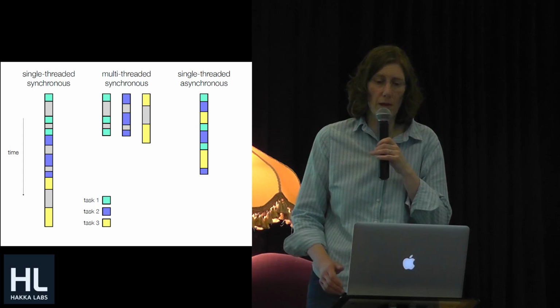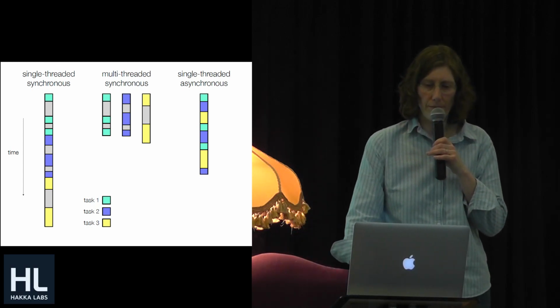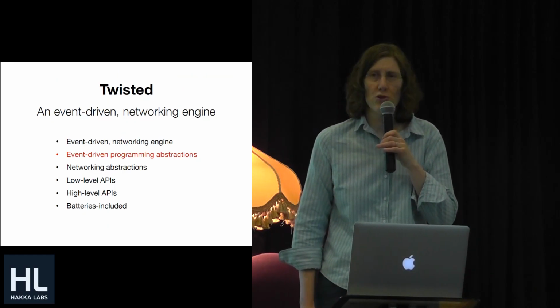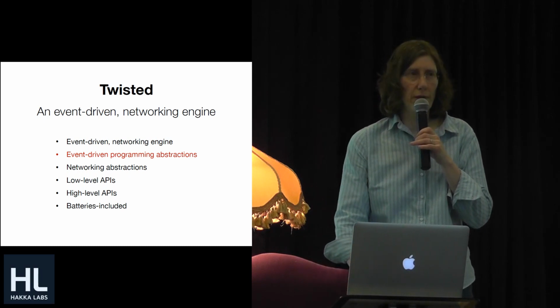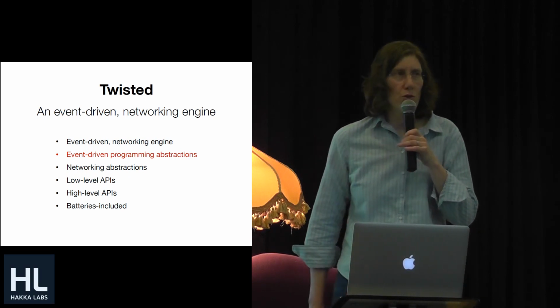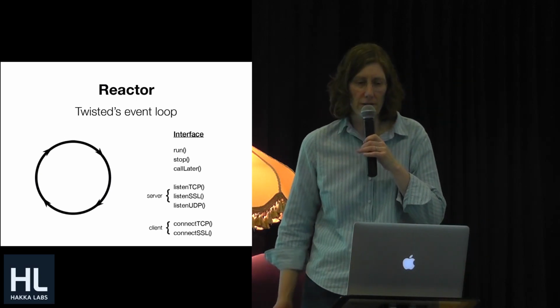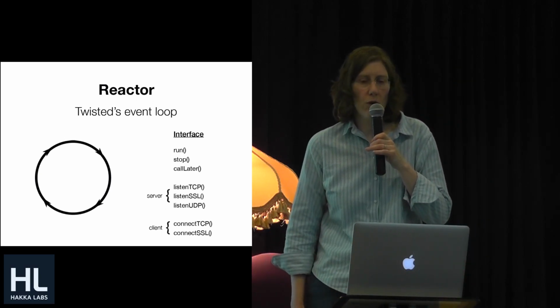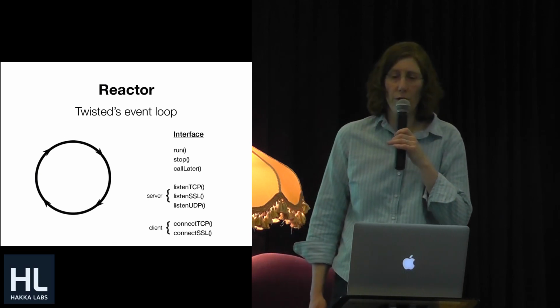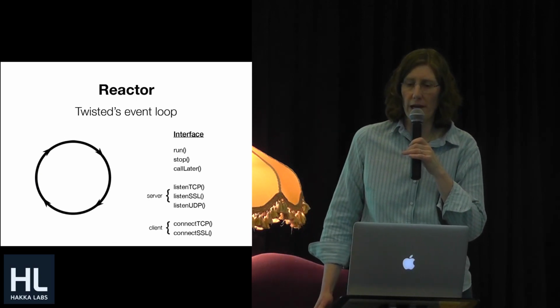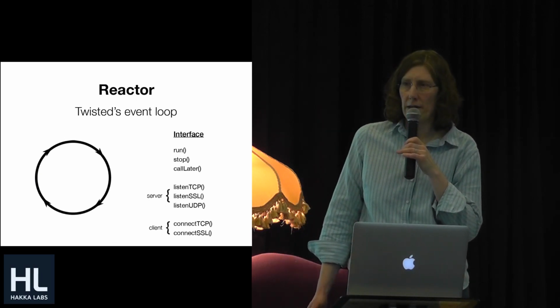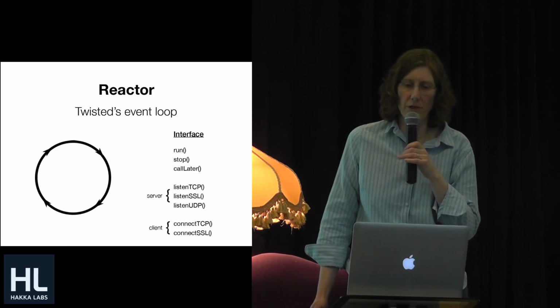But like the multi-threaded model, it's time efficient. Now we'll take a look at the abstractions that Twisted offers to support event-driven programming. Twisted's event loop is called the reactor. That's because it reacts to events. It repeatedly waits for network and timer events to occur and invokes the callback which has been registered to handle each event. A callback is simply a method on a Python object.